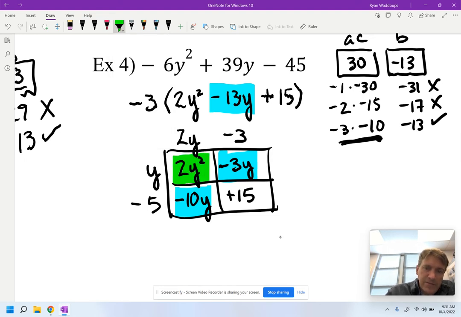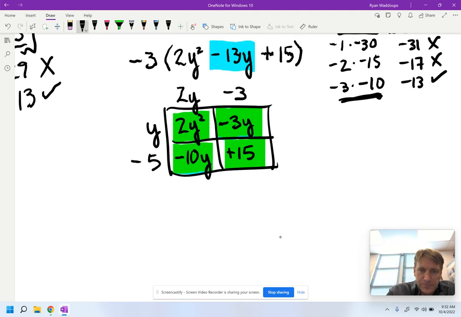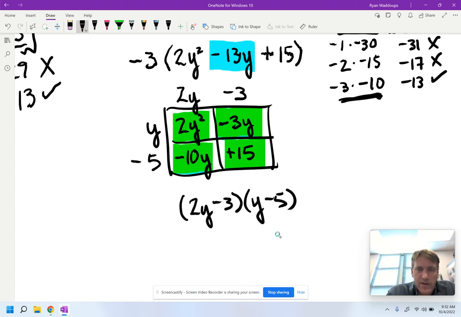Yes. Negative 5 times negative 3 is a positive 15. Yes. 2y times negative 5 would be negative 10y. Yes. And y times negative 3 is negative 3y. So yeah, everything in there is a result of those multiplications. So we can say our factors are 2y minus 3 and y minus 5.